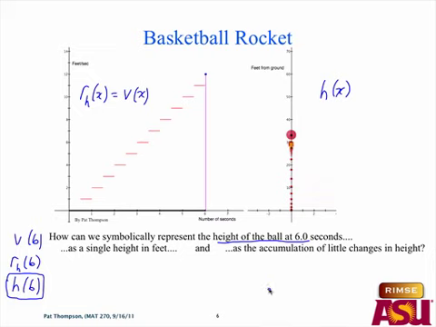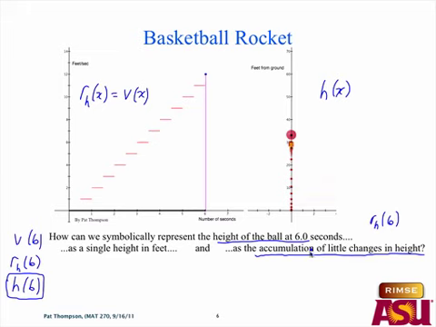RH of 6. Josh, what do you think? Agree with that? The accumulation of little changes in height. Maybe like R, hold on, like R1 or RH of 1 or something? RH of 1. Okay. Is R height? No, it's rate, right? It's the rate of change of height. And what do we want? We want little changes in height.